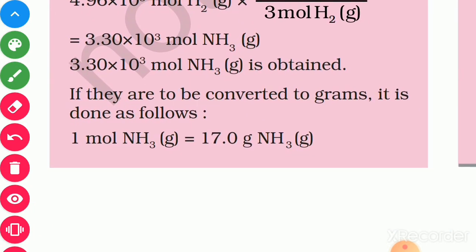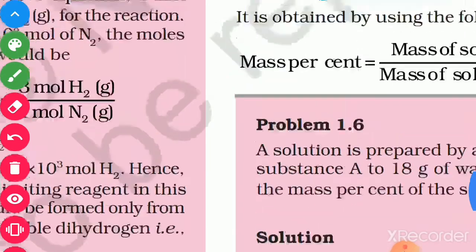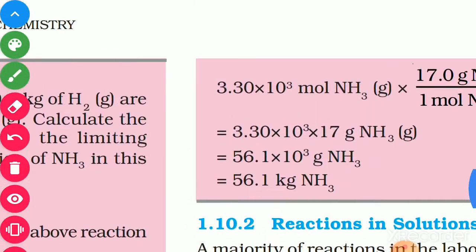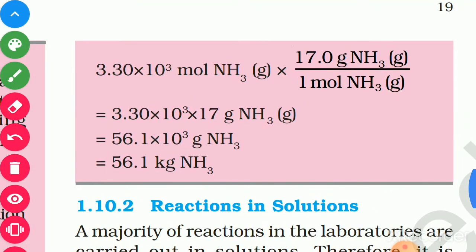Now, if it is converted in grams, it is done as 1 mole of ammonia equal to 17 gram. Therefore, 3.3 into 10 to the power 3 mole of ammonia equal to 3.3 into 10 to the power 3 into 17 gram equal to 56.1 into 10 to the power 3 gram of ammonia equal to 56.1 kg of ammonia.